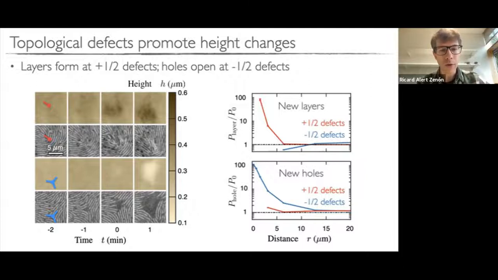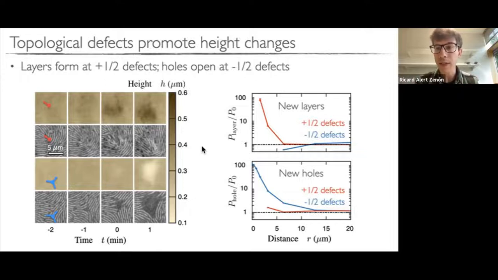Now, instead, for new holes, what we found is that it's about 100 times more likely that they will appear at a -1/2 defect, the blue symbols, than far away from the defect. Again, the probability decays with distance. So this is telling us that new cell layers preferentially form at +1/2 defects, and new holes tend to open up at -1/2 defects. And so, of course, the question is why?